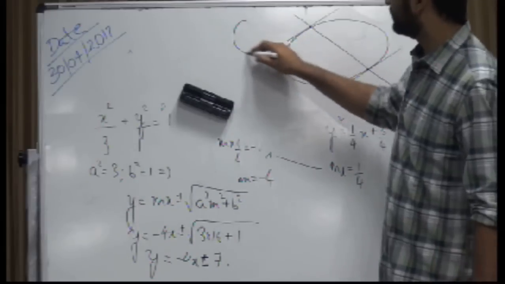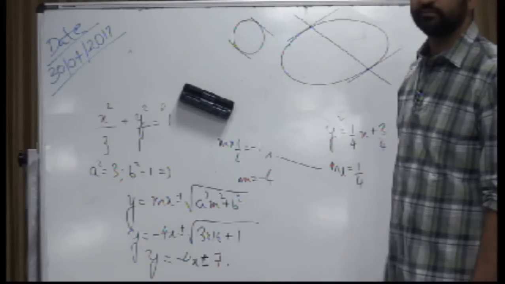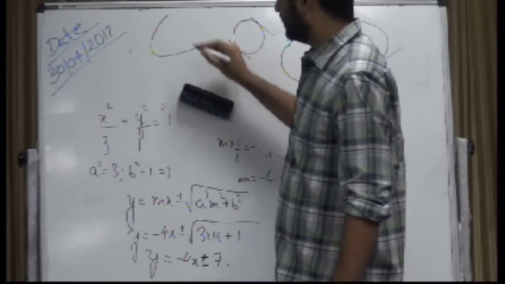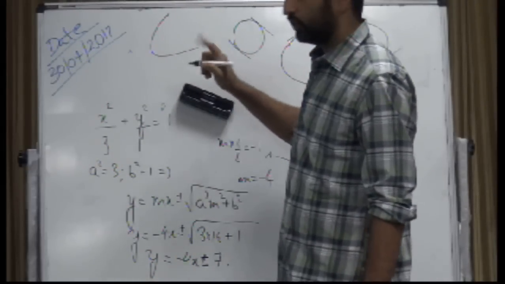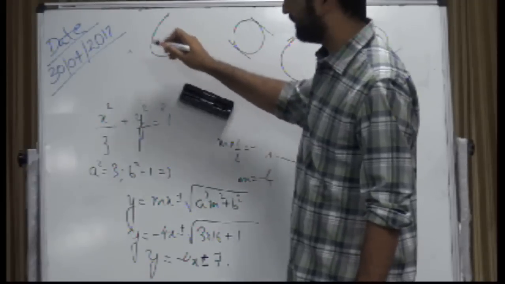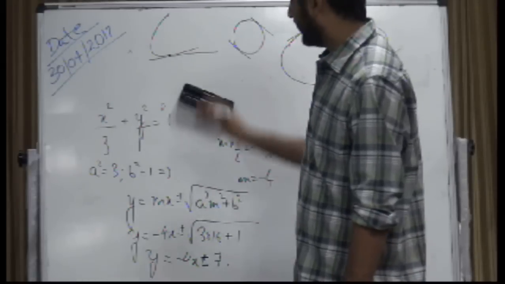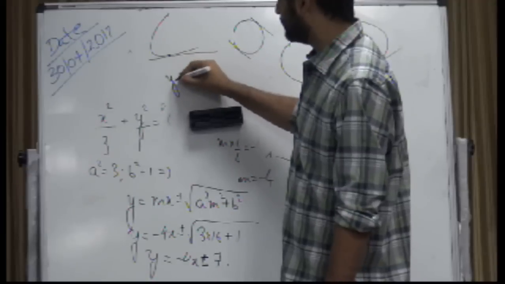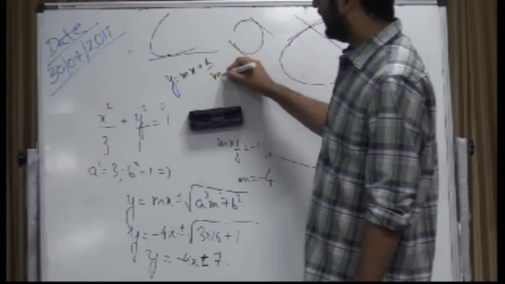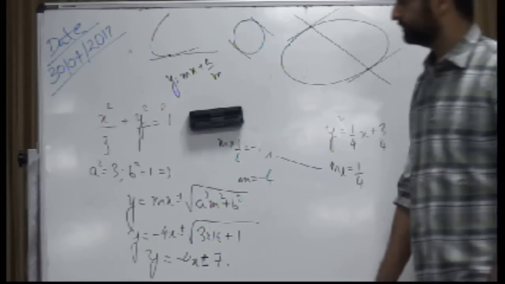Similarly, in the case of a circle, two tangents can be drawn like this. But in the case of a parabola, if I ask you to draw tangents parallel to one line, only one tangent can be drawn like this. So that's why in this equation I get y is equal to mx plus a by m. I don't get any plus-minus here because only one tangent is possible.